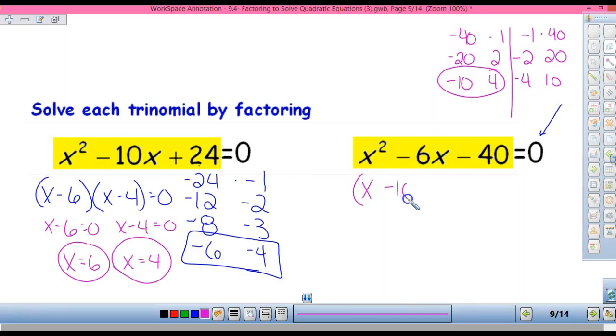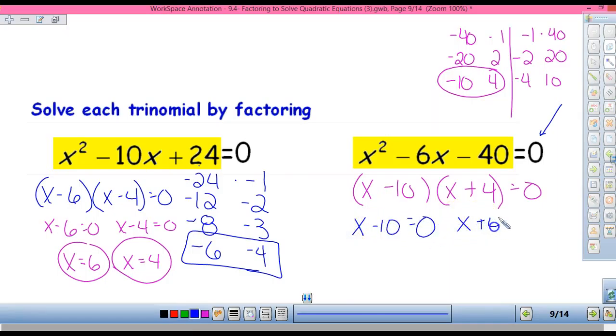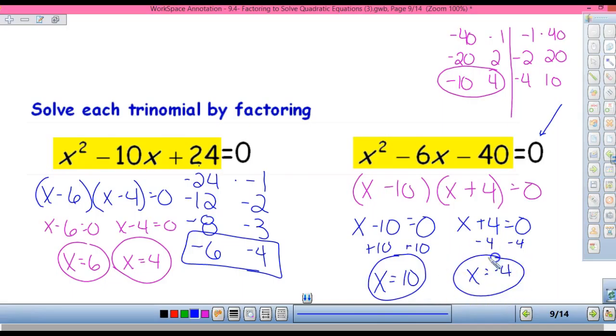So we know it's going to be x minus 10 and x plus 4 equals 0 is what gets us to that negative 6. So now set them equal to 0. X minus 10 equals 0. X plus 4 equals 0. So add our 10, x equals 10, minus our 4, x equals negative 4, and those are going to be our two answers. Okay? Kind of nice when there's no coefficients in front of there.